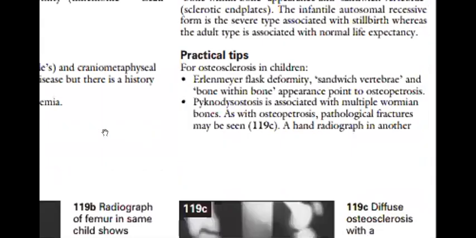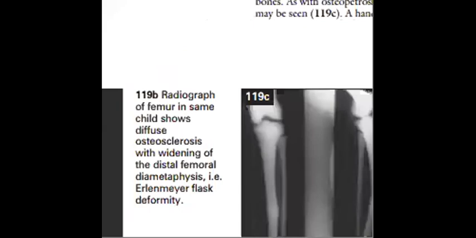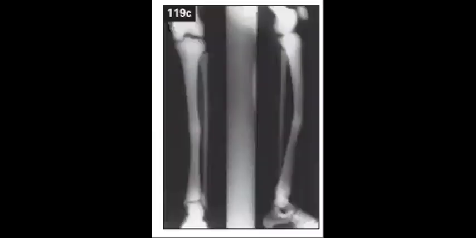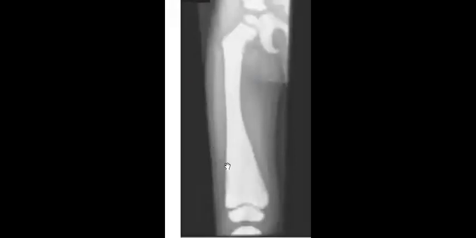Let's go to the similar again and again. Increased density, but with pathological fracture. This one, it was pycnodysostosis, for example. And if you look at this one again, this one has something more. Erlenmeyer flask deformity. Yeah, Erlenmeyer flask deformity. So do you remember the differential when you find this flask deformity shape? Metaphyseal dysplasia, thalassemia, osteopetrosis, Gaucher. Perfect.